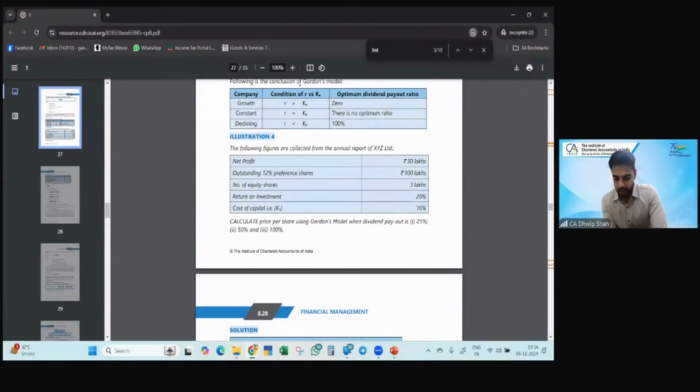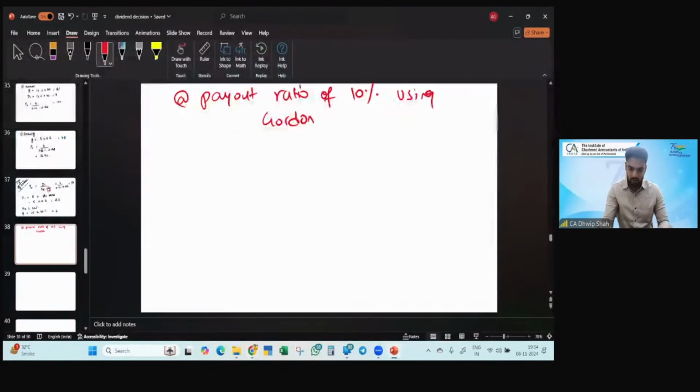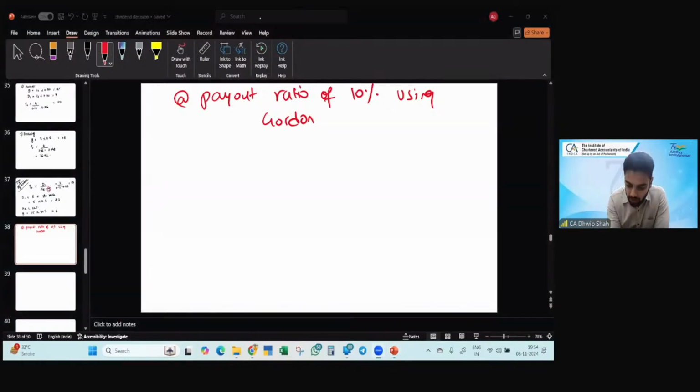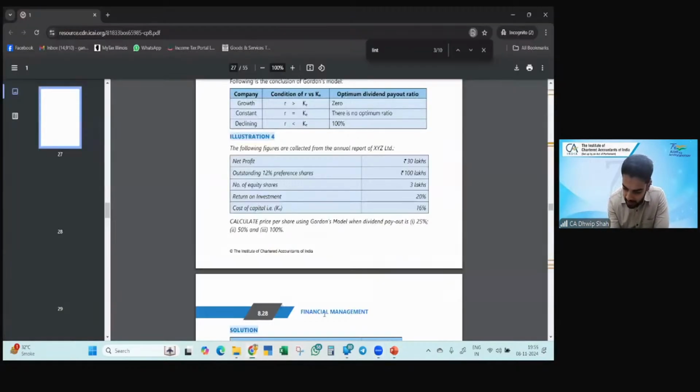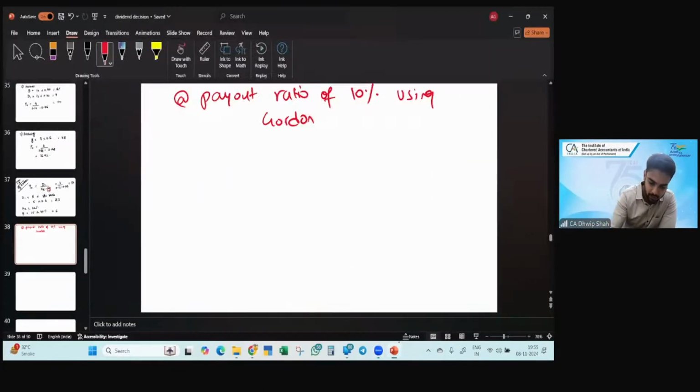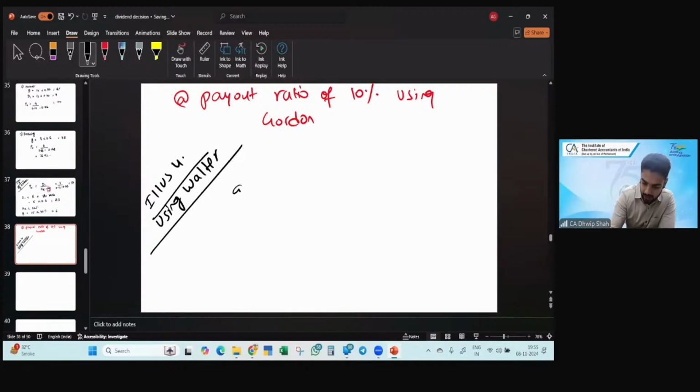Okay, now let's solve. Do it for all the scenarios using Walter's model. Tell me under which scenario I should solve question 4 using Walter. Do you want me to solve all the scenarios, like at 25%, 50% and 100% also? Only for 0%. Okay. Illustration 4, using Walter, at 0% payout ratio.